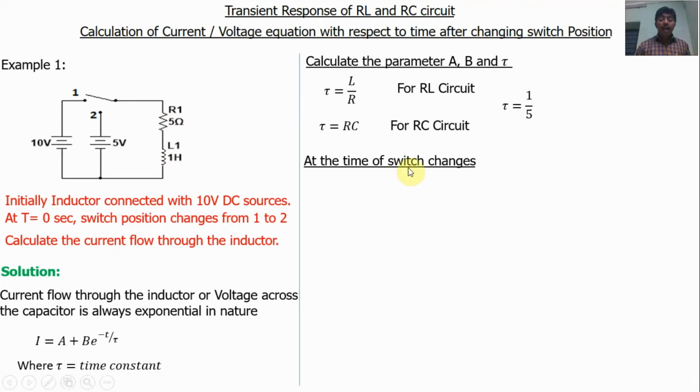Okay, so at the time of the switch change, t is equal to 0. Previously the inductor was connected with the 10 volt source, so it acts as a short. So what will be the current flow? I is equal to V by R, 10 by 5, 2 amps.